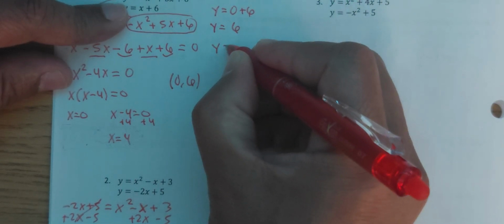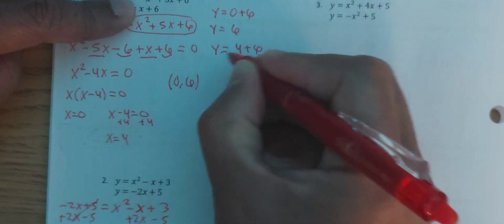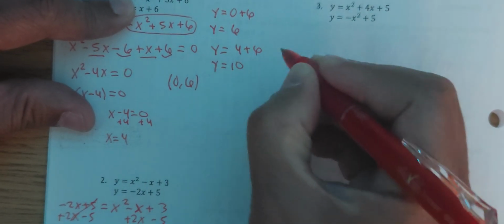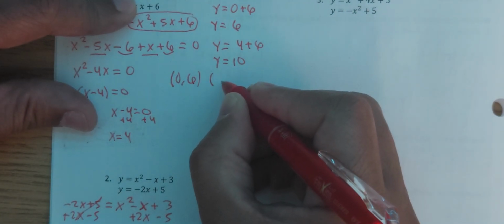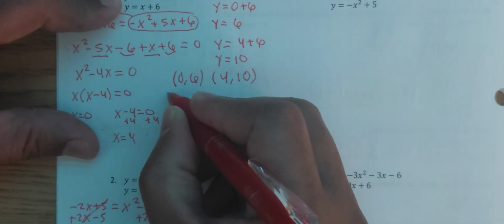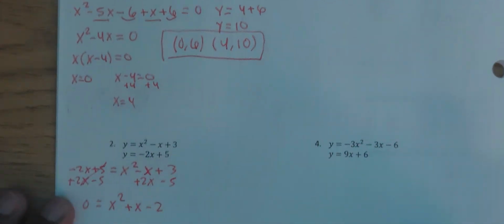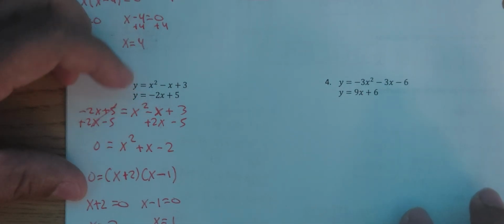And the other is y equals 4 instead of x. Okay, so 4 plus 6, which is 10. So then the other point of intersection is where x is 4 and y is 10. So there we have the solutions to this system of equations. So let's do the same thing with this problem here.